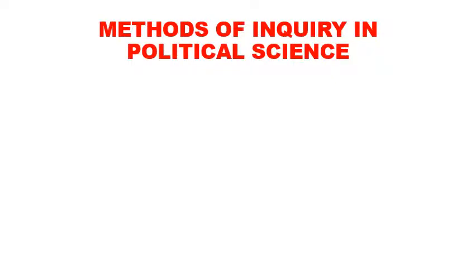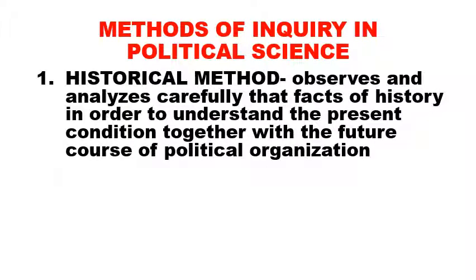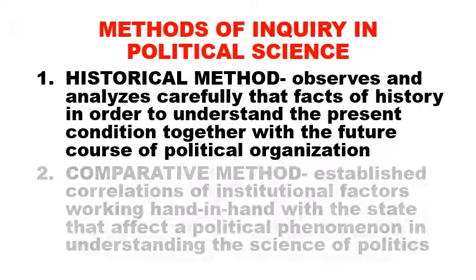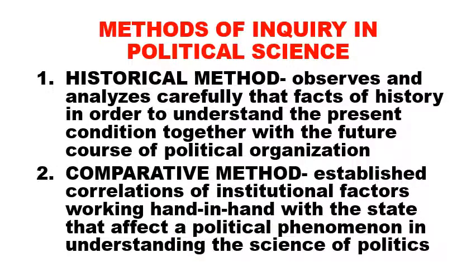Methods of inquiry in political science. Historical method observes and analyzes carefully the facts of our history in order to understand the present condition together with the future course of political organization. Comparative method establishes the correlations of institutional factors working hand in hand with the state that affect a political phenomenon in understanding the science of politics.